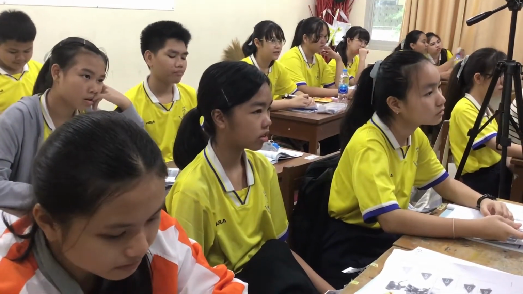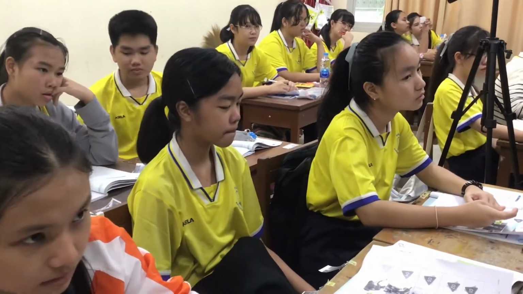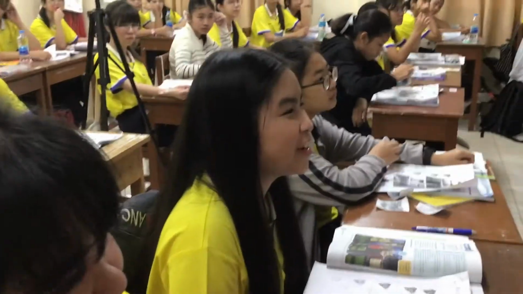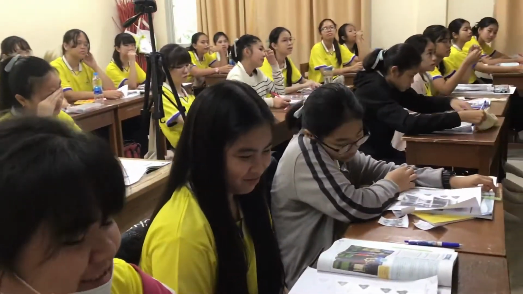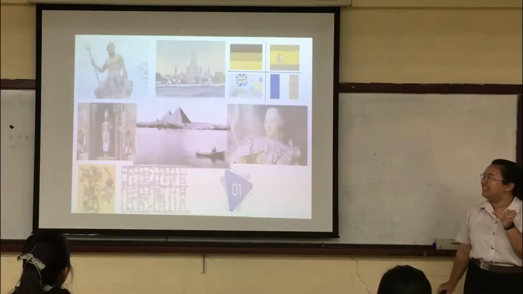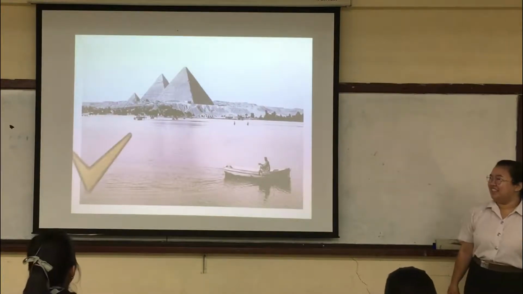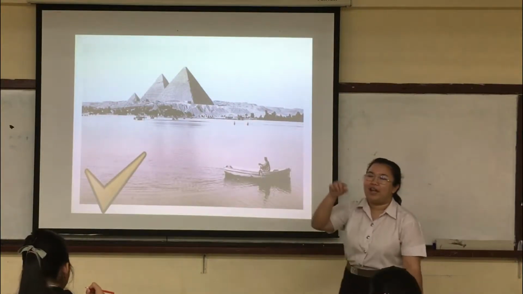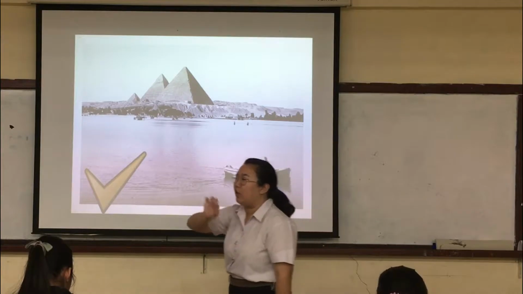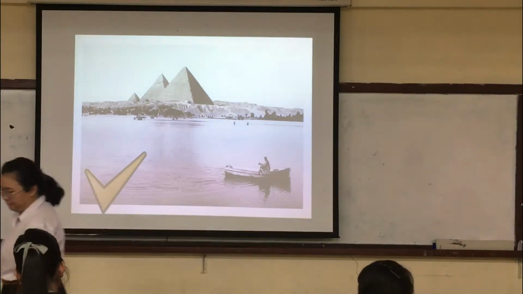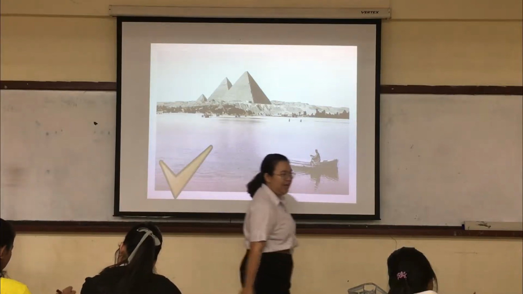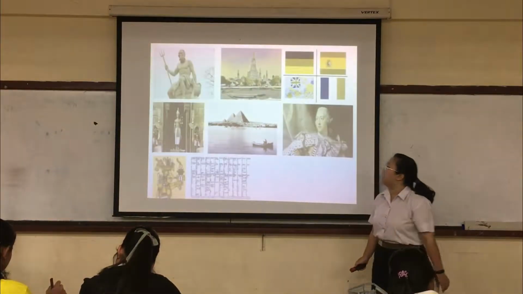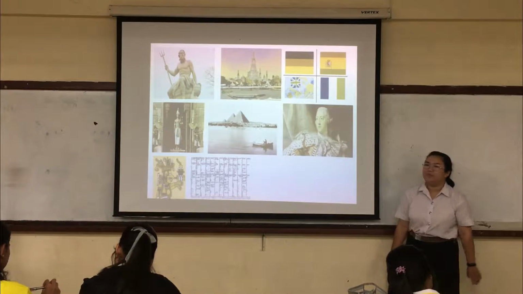See? So, what did you hear from the audio? Nile River. How about Dupit? Egypt. So, the answer is this one. So, if your friend is correct, put the correct mark on it. And for the second round.